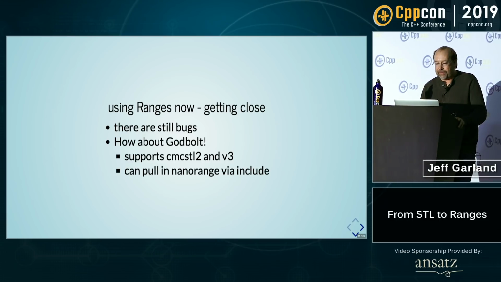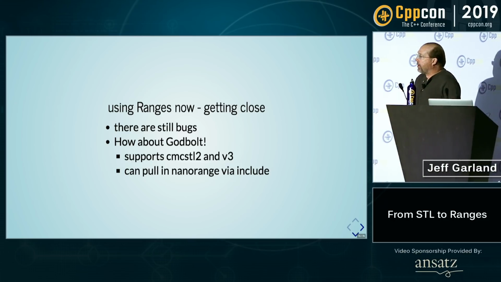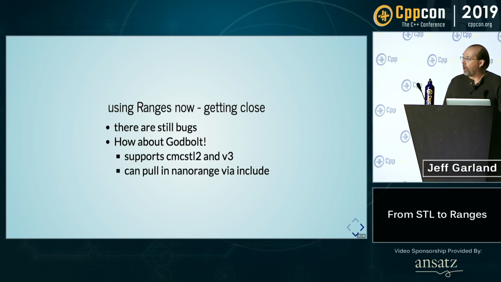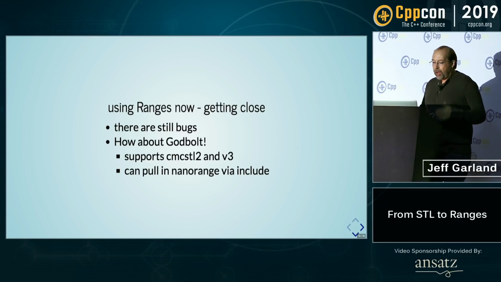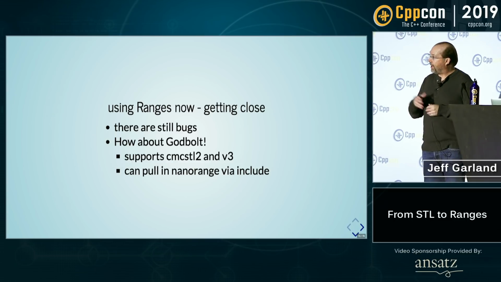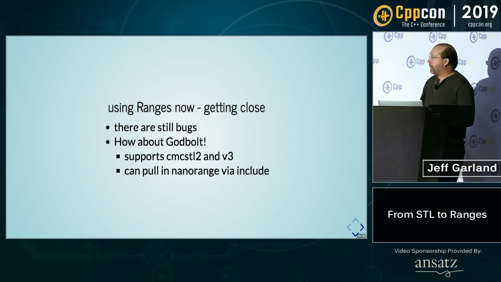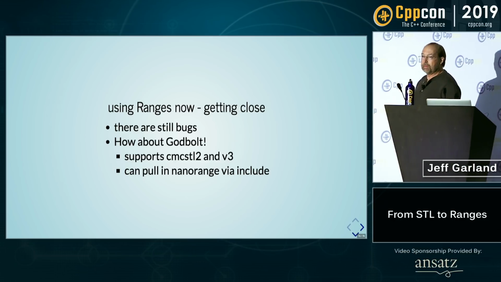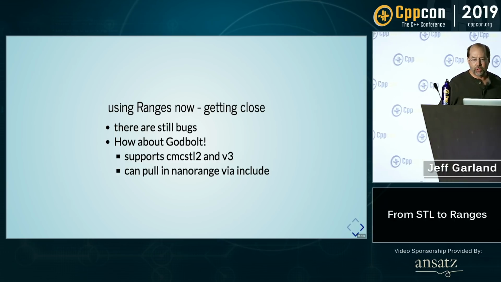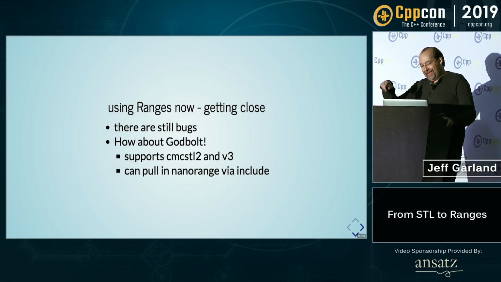So, how does it feel to use ranges now? I think we're getting close. There are still bugs in the implementations, of course. How about Godbolt? Can we use it on Godbolt? Yes, we can. Both CMC STL2 and v3 are libraries that are selectable, so you can play around with range code there. If you don't know about Godbolt, try and find Matt Godbolt. He's here somewhere. Tristan actually showed me a neat trick. You can actually pull in NanoRange by doing an include to the GitHub, which is awesome.